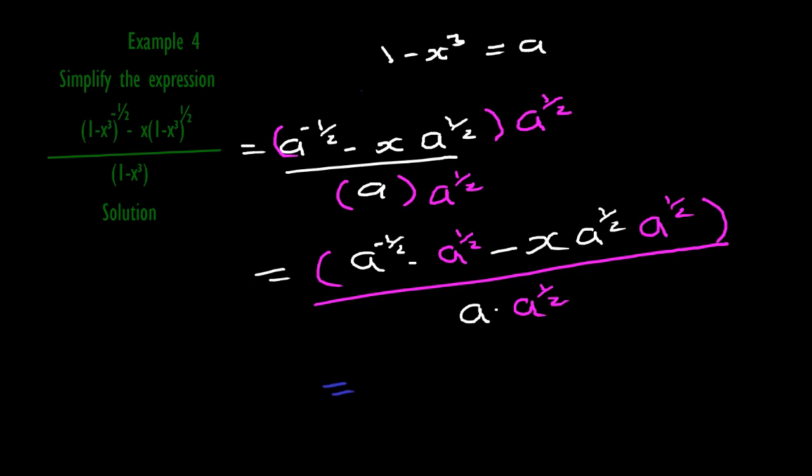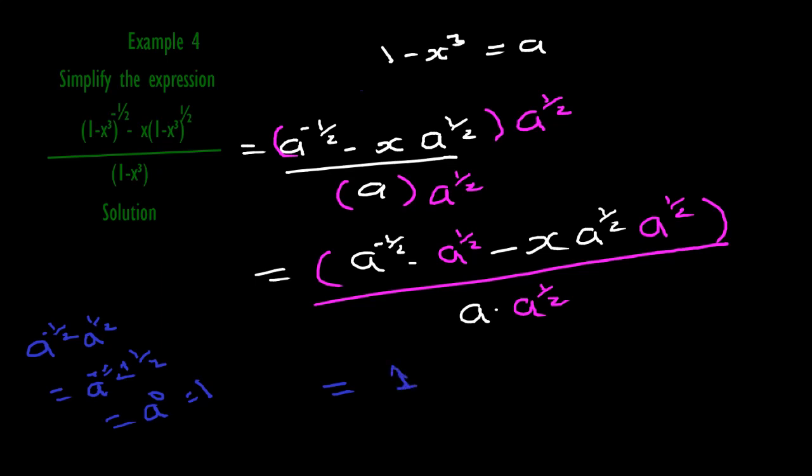The first term in the numerator, we have a raised to negative a half times a raised to power half. Same base, with the multiplication sign you add the powers. So negative a half plus a half is 0. Any number raised to power 0 is 1. So the first term in the numerator is 1.